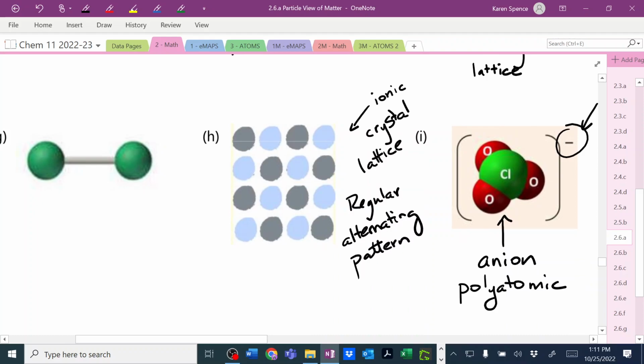What's this one over here? G. What do you notice about these two? They are the same. When you see a ball and stick model, that's going to be a molecule, okay?